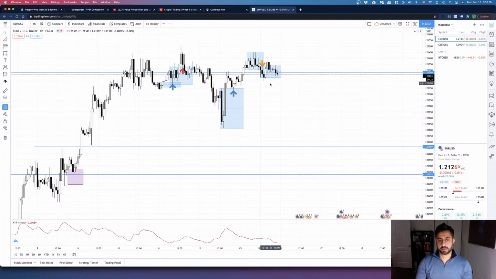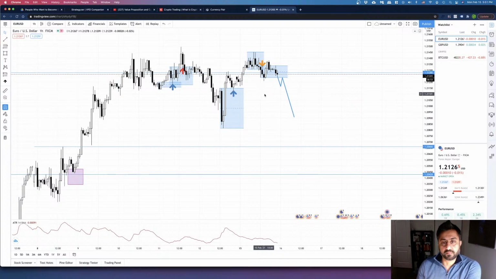And even for me, the best confirmation for this is if the market comes down here and starts to hold below this zone, okay? If that happens, for me, that is another confirmation that the market wants to go down from here, okay? So that is my idea on the trade.